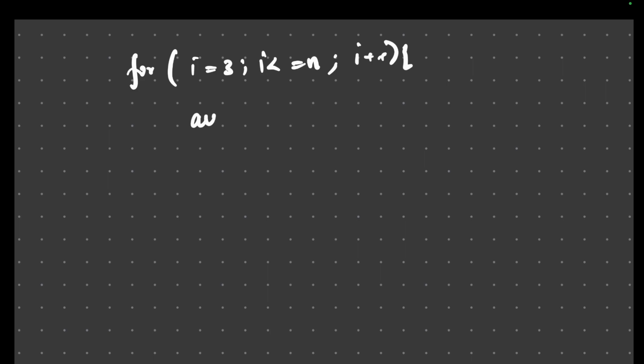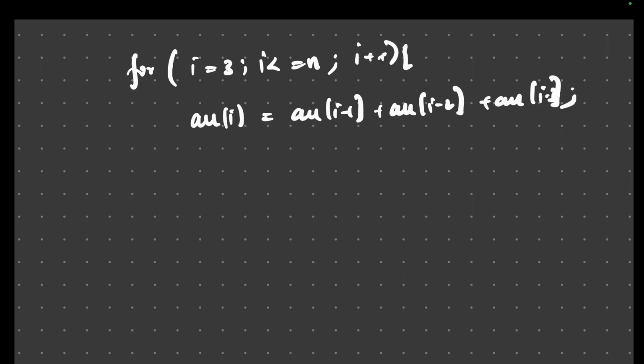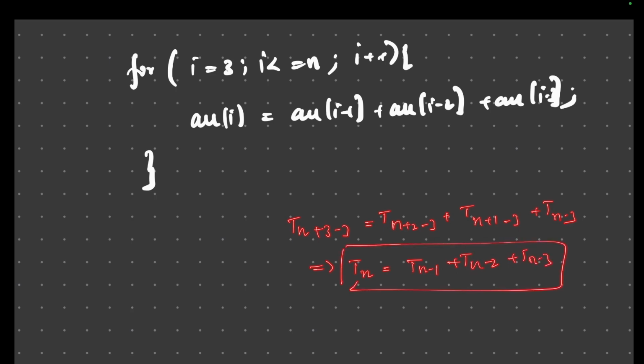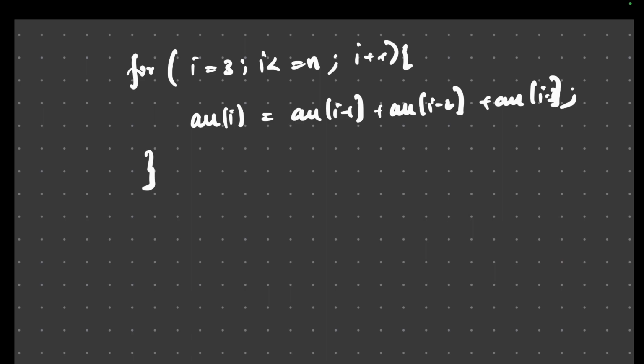And my array of i will be depending upon array of i minus 1, array of i minus 2, array of i minus 3, right? Why? Because the given equation is Tn+3 = Tn+2 + Tn+1 + Tn, right? So if I send this 3 over here, then that will become Tn+3-3 = Tn+2-3 + Tn+1-3 + Tn-3. So that will become Tn = Tn-1 + Tn-2 + Tn-3, which I have written here. Each array of i will represent my Tn value, right?